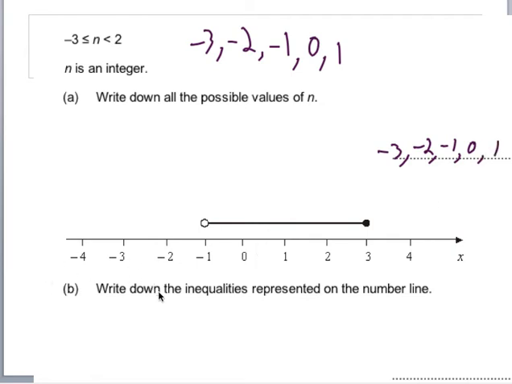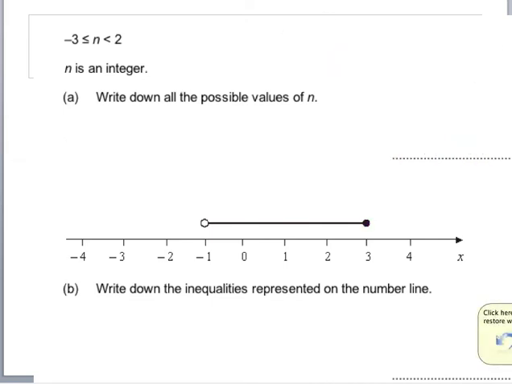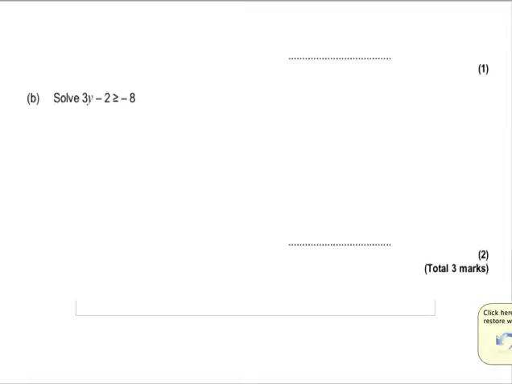And in this question here, write down the inequalities represented on the number line here. Now again, we know that an open circle means that the number that it's next to is not included. So this -1 here is not included. So the numbers represented on this line are going to be 0, because that's on the line, 1, 2, and can we include 3? Yes, we can include 3 because it is a closed circle, which means that that 3 is included.